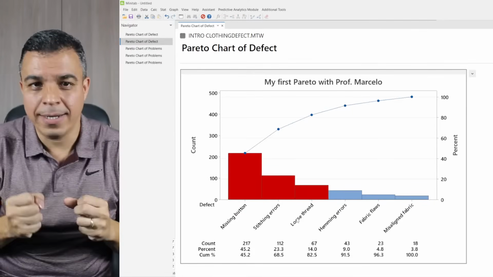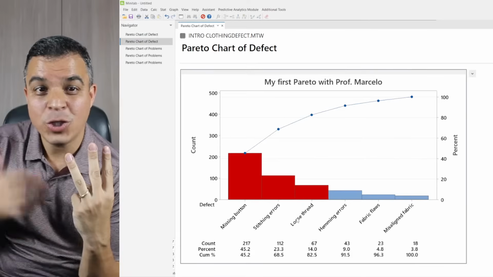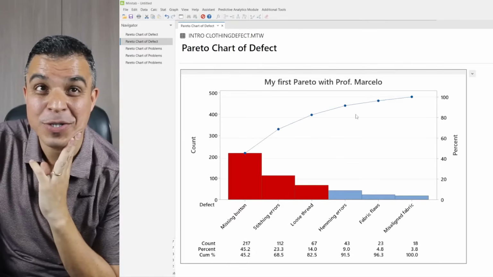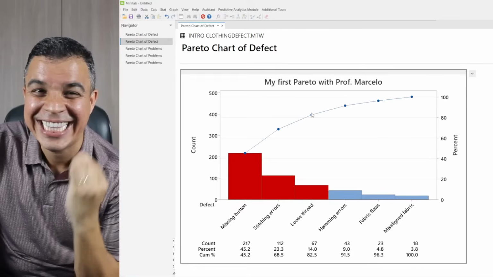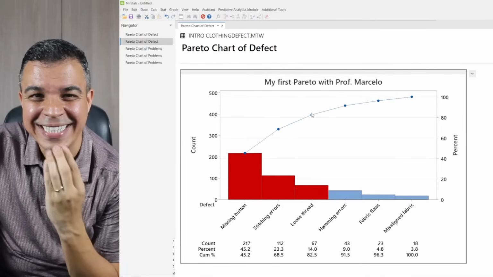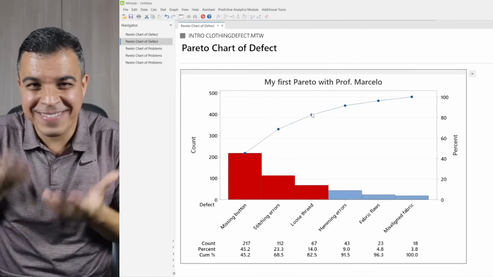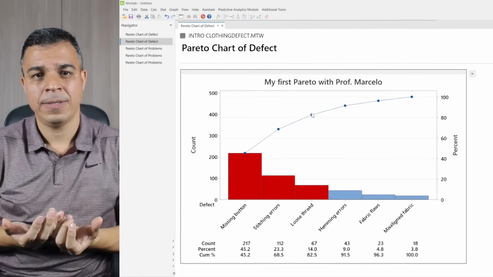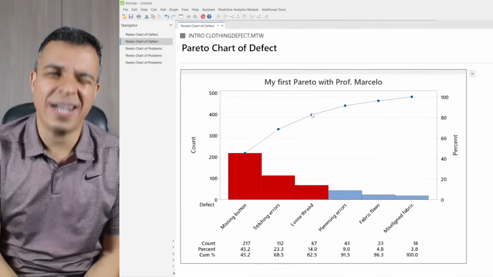But by tackling 3 defects, I'm going to solve more than 50% of the problems. I'm going to solve 82.5%. That's the beauty of Pareto. It's more than 50. So it's a beautiful imbalance that tells us to please find the right problems to tackle.